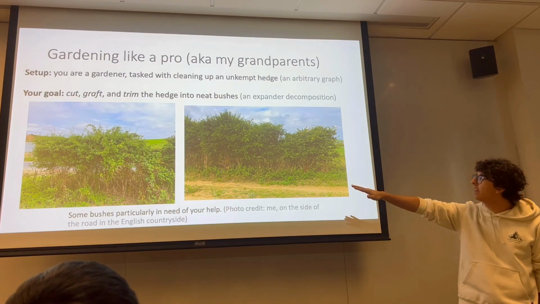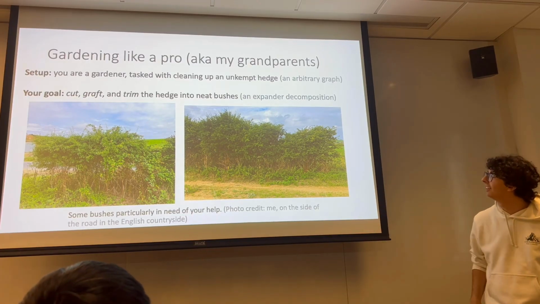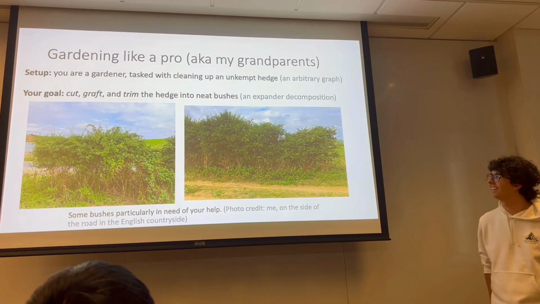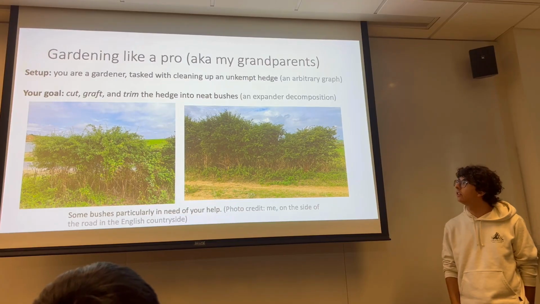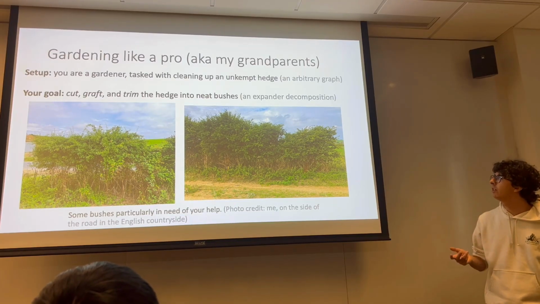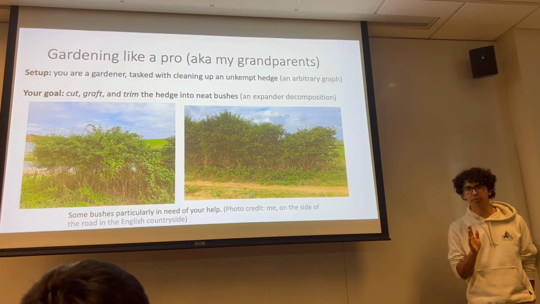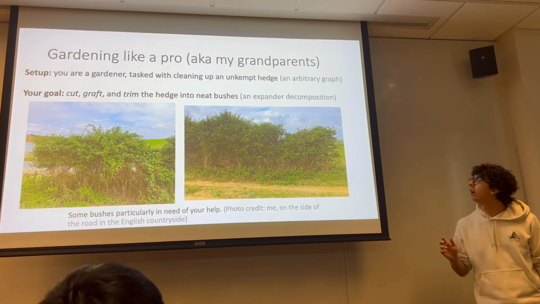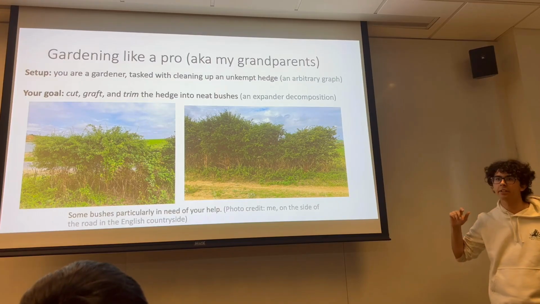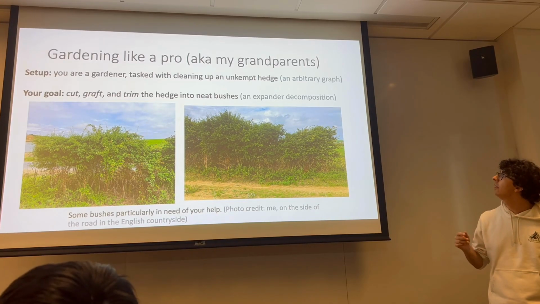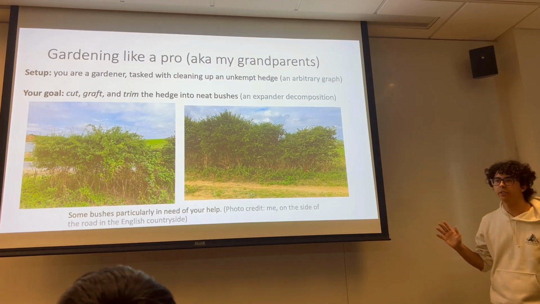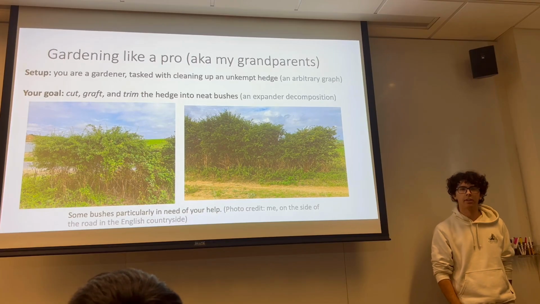You have an unkempt hedge, like these ones, inspired by the English countryside. And your goal is to apply typical gardening operations to the hedge. You cut, you graft, you trim the hedge, and you want to turn it into a nice, neat row of bushes. So the unkempt hedge at the beginning is like an arbitrary graph. And at the end, the neat row of bushes is like the expander decomposition.